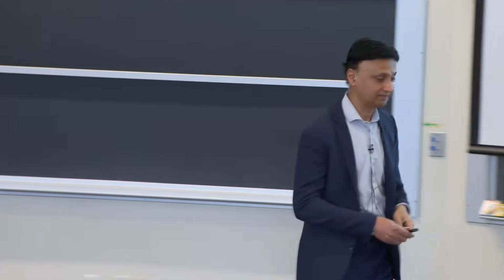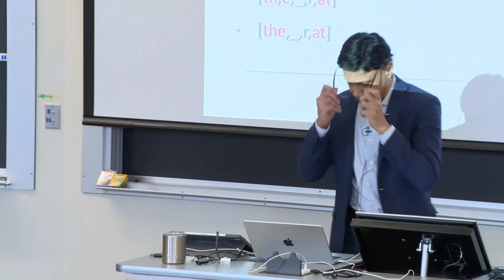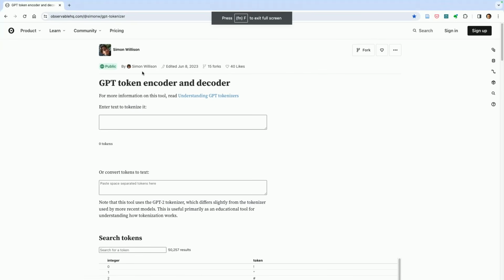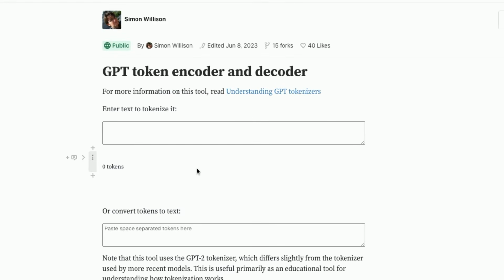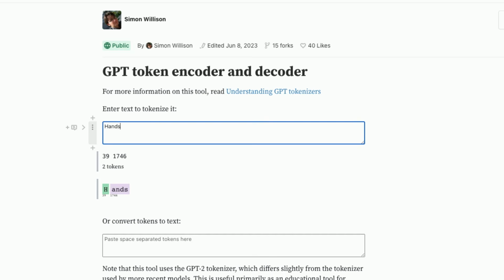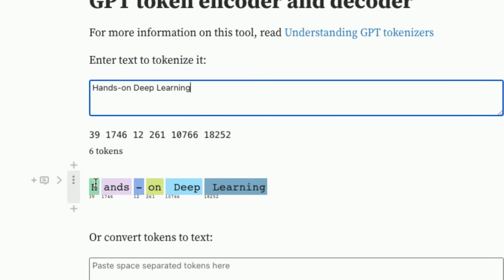So let's see this in action. OpenAI has its own tool, but I found this site to be really good. Let's tokenize hands-on deep learning. You can see here, uppercase H is its own token. It's token number 39. Ands is its own token. Dash is its own token. On is its own token, and then space deep is its token, and space learning is its token.